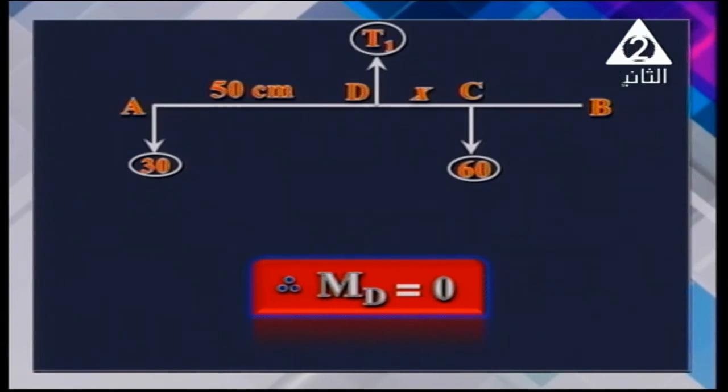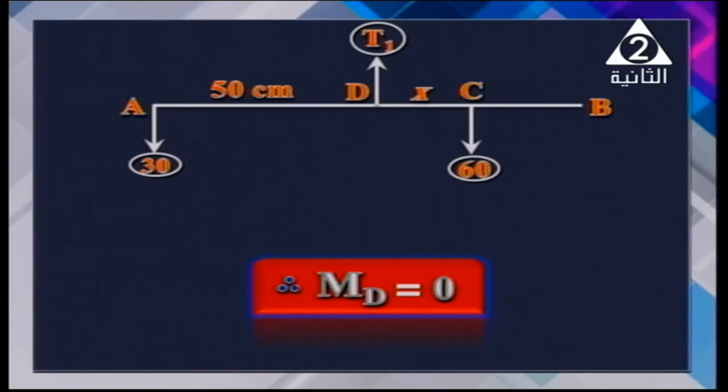Look at, my dear student. We have weight 30 acting at A at a distance of 50 centimeter from D. And we have weight 60 Newton.